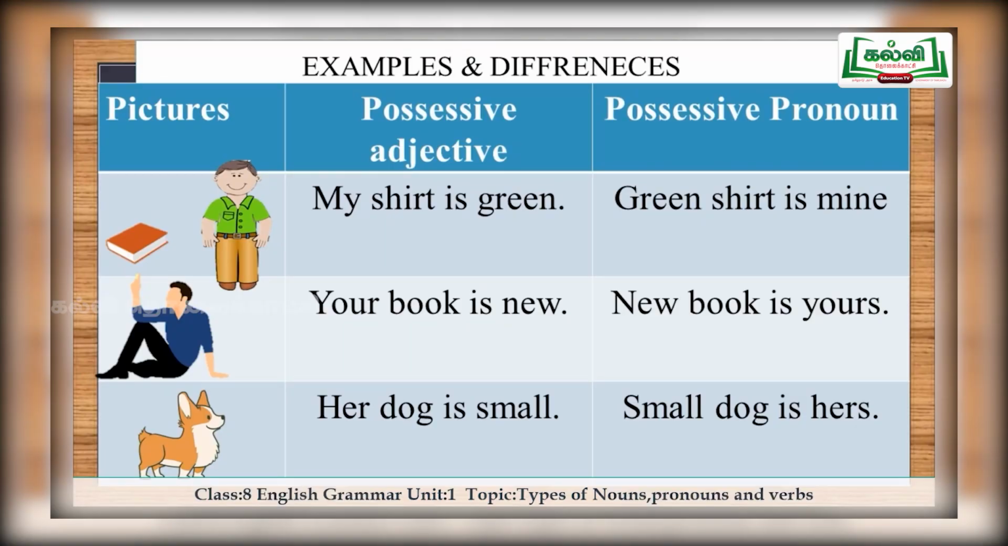So, look at the boy. What color shirt is he wearing? My shirt is green. So, when we change that into possessive pronoun, it becomes green shirt is mine. So look at that. Your book is new and it becomes new book is yours. Her dog is small, so it becomes small dog is hers. This is how we change the possessive adjectives into possessive pronoun.